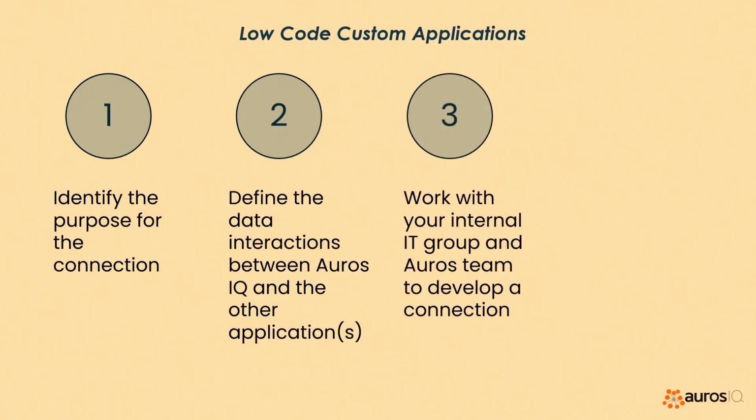Because in step 3, what really has to happen is we have to collaborate with your IT group. Auros cannot create these connectors into your internal systems on our own. We have to work with your IT group to understand your security protocols and how to authenticate into your systems. So because of that, we can't work in a vacuum. When we work with your IT group, one of the things we're also going to understand is whether a connection to that secondary application is even possible. Not all applications are created equal, and not all APIs are created equal.